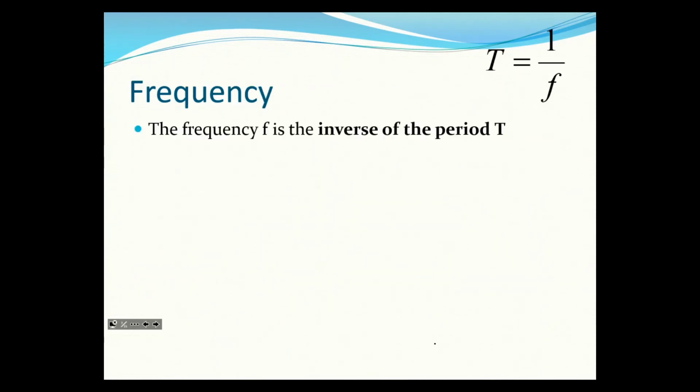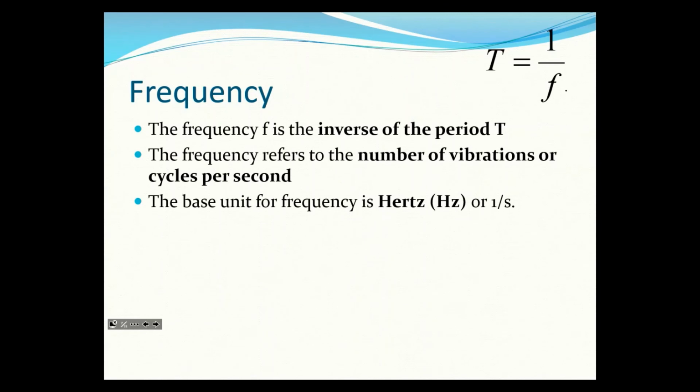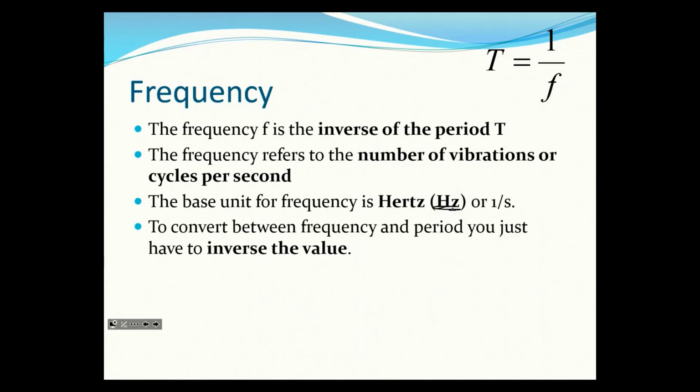So frequency is the inverse of period. What frequency measures is the number of vibrations or cycles per second. So I'll explain this. The base unit of frequency is hertz. And all that a hertz is just 1 over seconds. If period is seconds and we take 1 over it, our units for frequency become 1 over seconds, but we just call it hertz. So to convert between frequency and period, you just have to use this formula here, which is under waves in your data book, but you just take 1 over it.